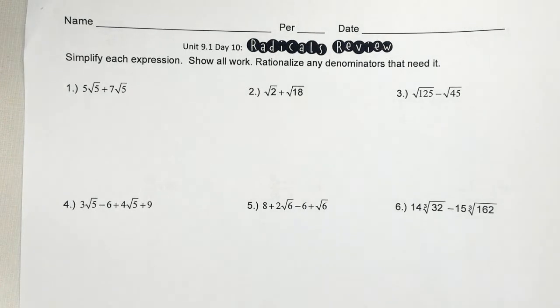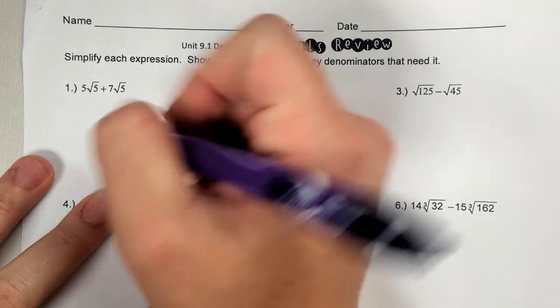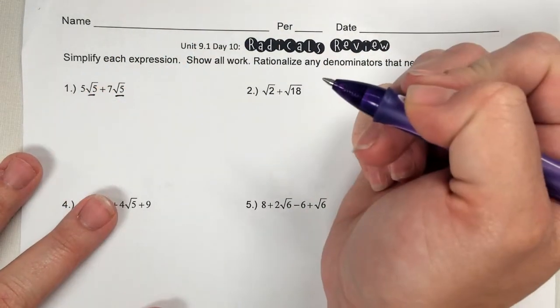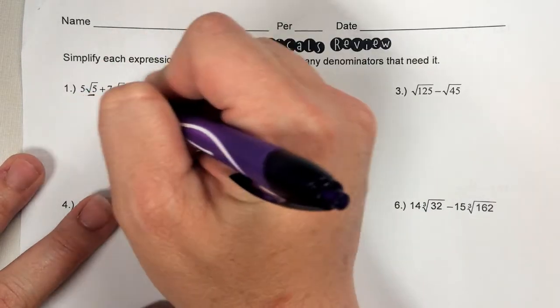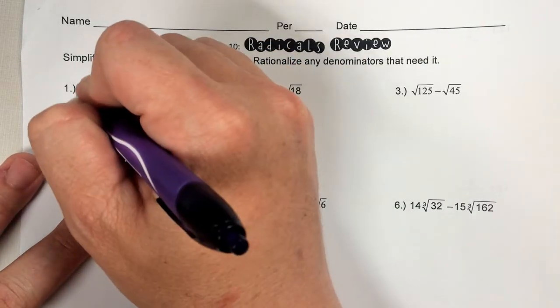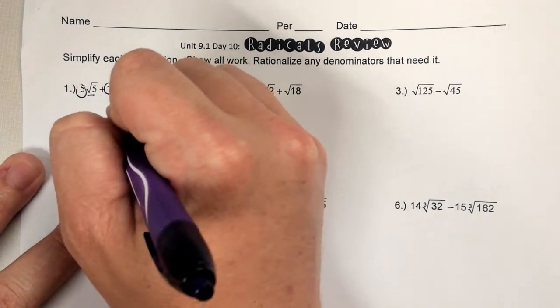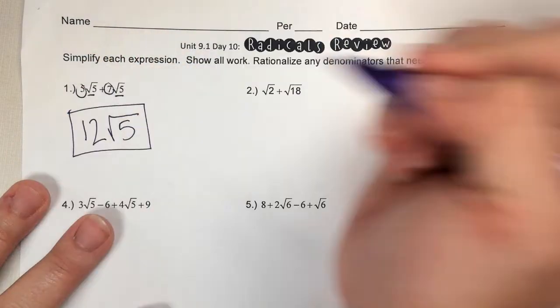Okay, Unit 9.1, Radicals Review. So on number 1, we're adding, which means we have to have like terms. Since we have a square root of 5 here and a square root of 5 here, that means we can combine the coefficients. So 5 plus 7 is 12, square root of 5, there's your answer.